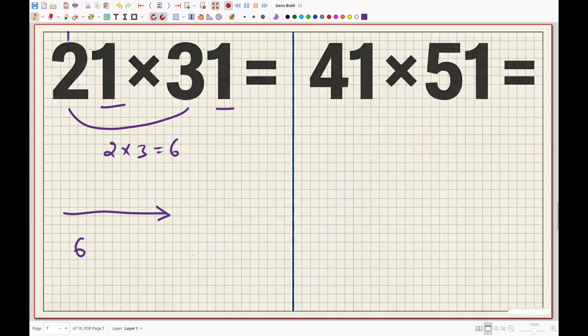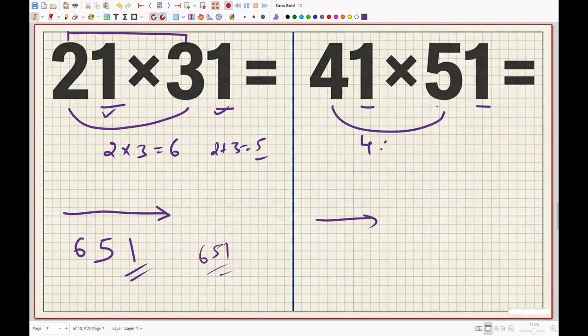Again, 2 plus 3, what will we get? 5. This 5 we need to place here. Again 1 into 1, 1 times 1, that is 1. So the answer is 651. Let's see here. Here also we have 1 and 1. We need to place the numbers like this. Remember that, guys.